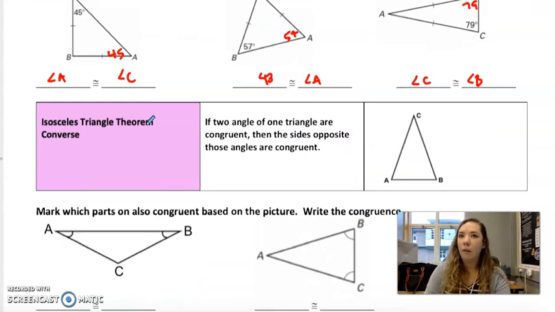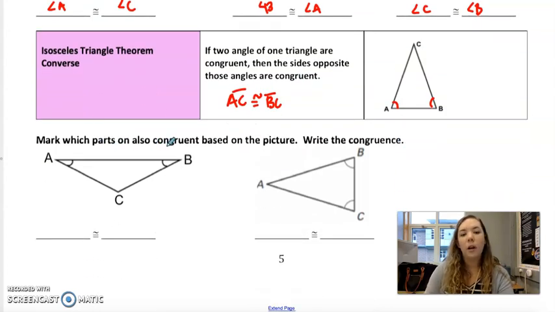The isosceles triangle theorem converse is the opposite. So in this one we're saying if the two base angles are the same, like if A is congruent to B, then the opposite sides are congruent. So we would be saying that AC is congruent to BC. So just the opposite direction is what the converse is.